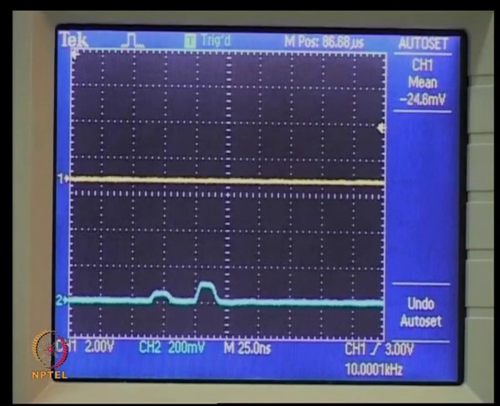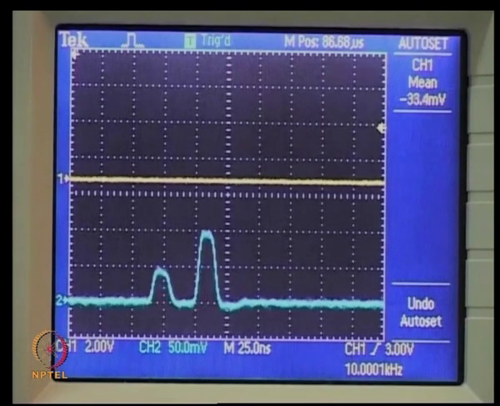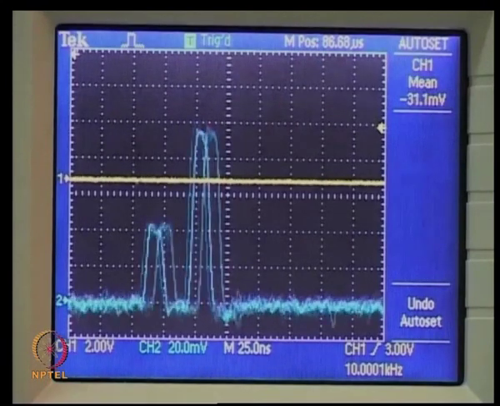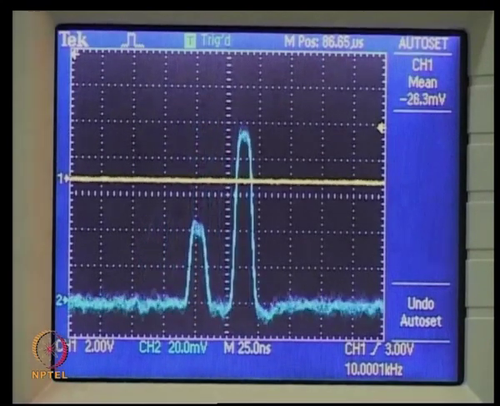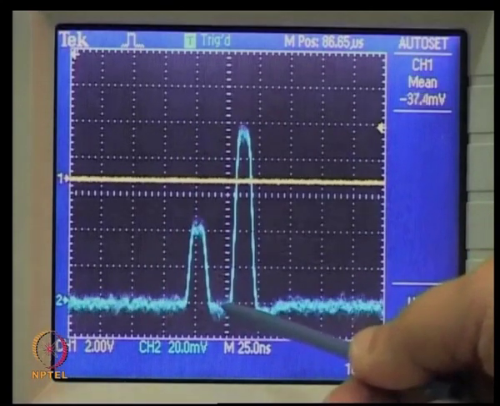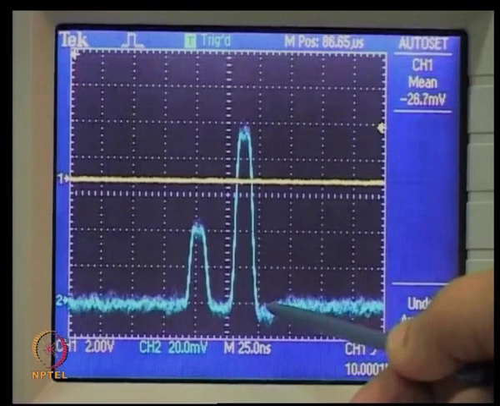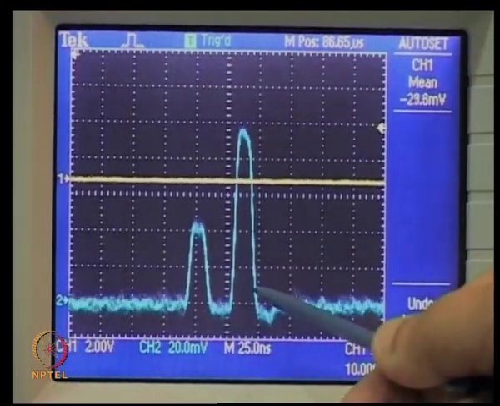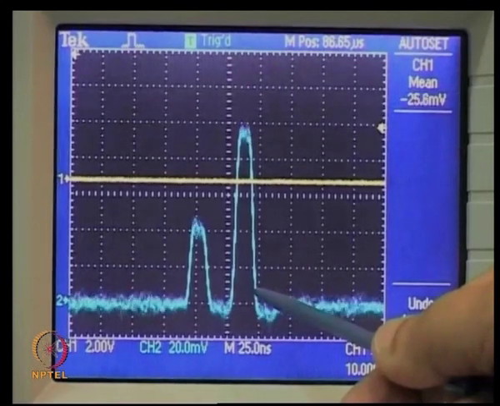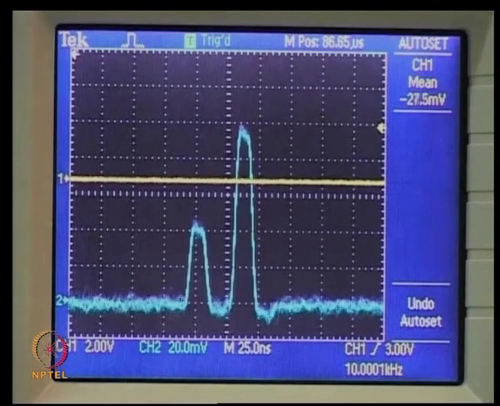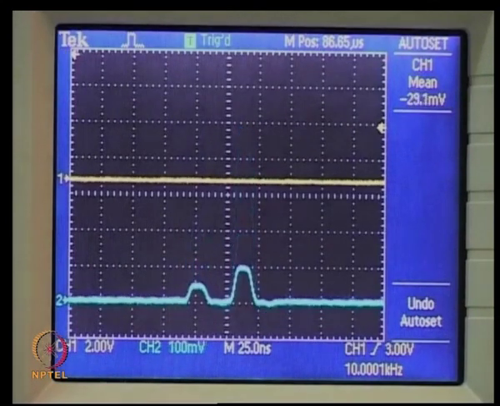As we see further peaks, you can see they are separated by an even higher distance. You can see that they are separated with an increased time lag. You can clearly see the difference in the peaks.